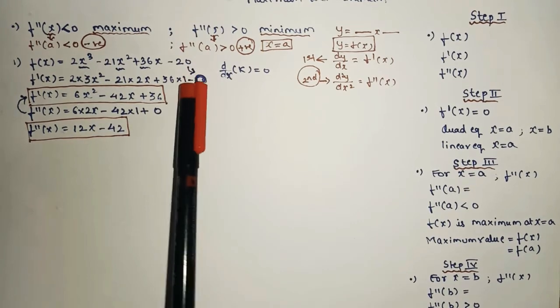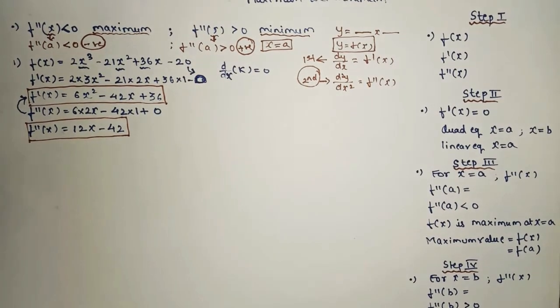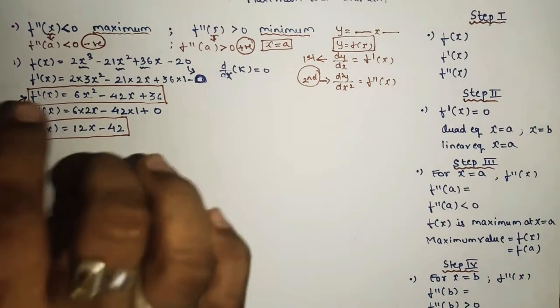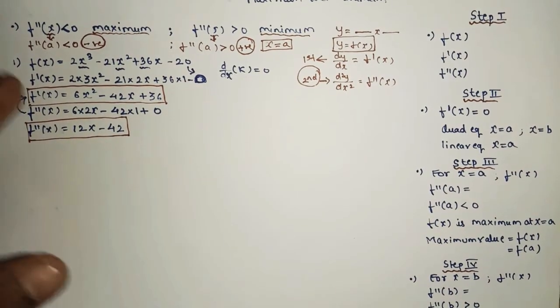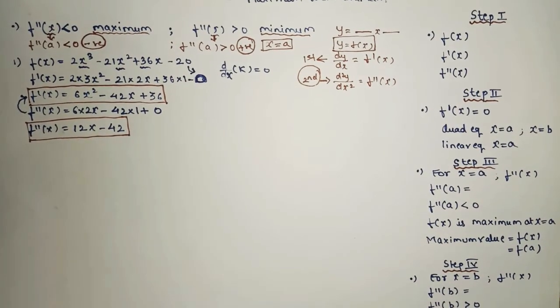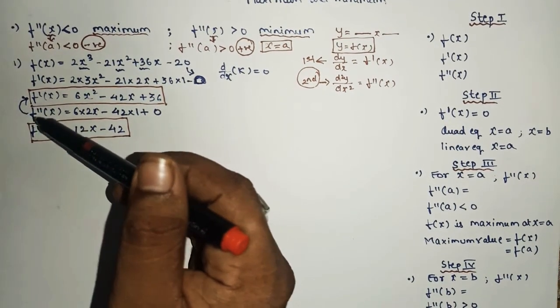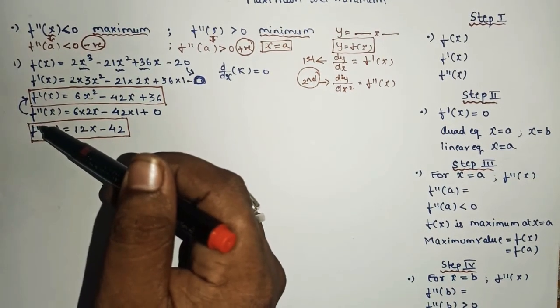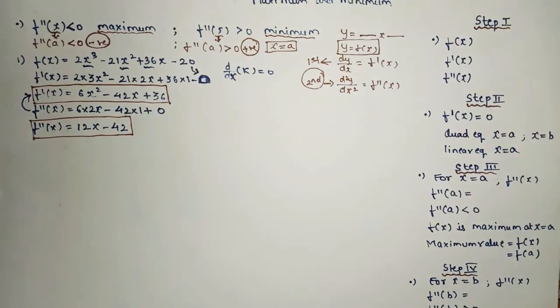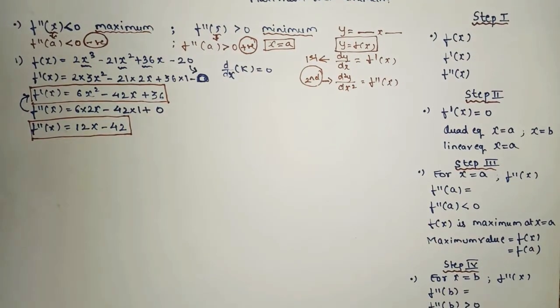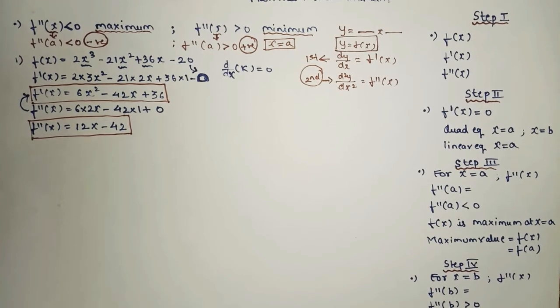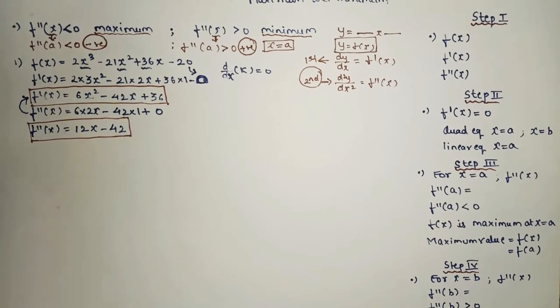Remember that the derivative of any constant number is 0. Okay. Don't make any mistake while finding the derivative of any particular term. After that we have to differentiate the first derivative to get the second derivative. So here we got the second derivative also. F double dash x is equal to 12x minus 42. Okay, so now this will play an important role in the further steps.